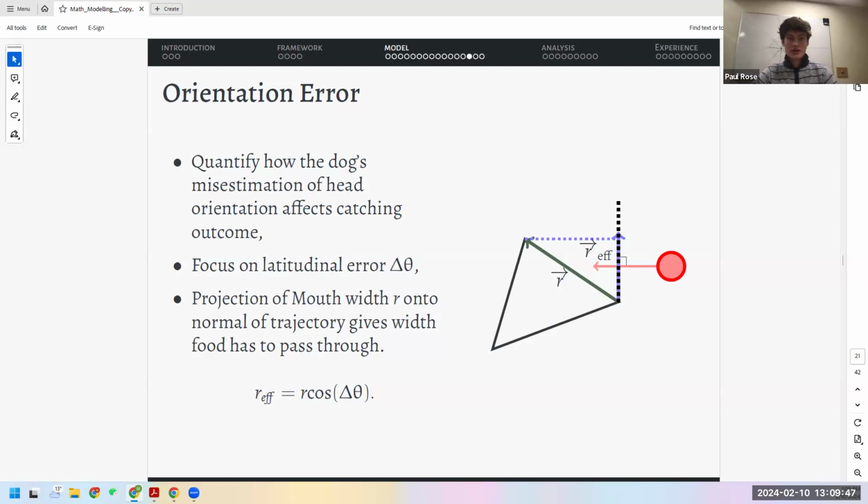Orientation error is affected by the tangent line approximation the dog makes for the parabola. The food's path curved downward in the period when the dog can't see the food. The adjustment for this is not significant until delta theta becomes very large, however. Even if the dog is 20 degrees off, the effective mouth width is still 93% of what it would have been had the dog's head been perfectly aligned. Thus, the dog does not have to orient its head very precisely to catch the food successfully.